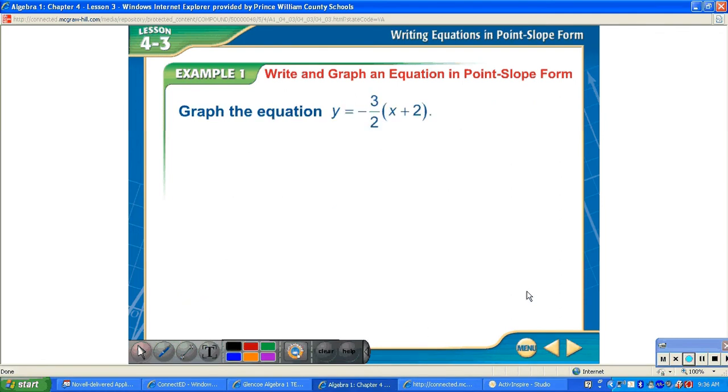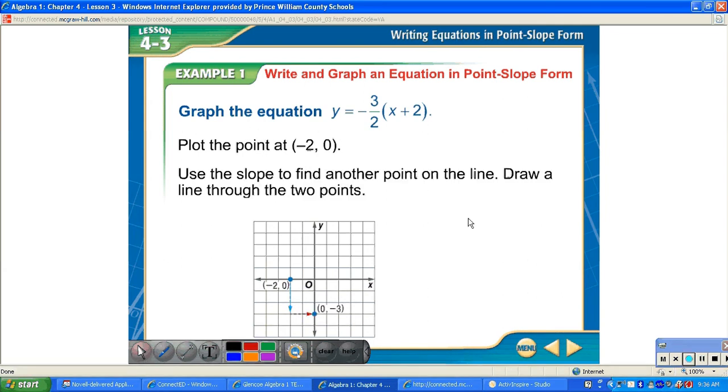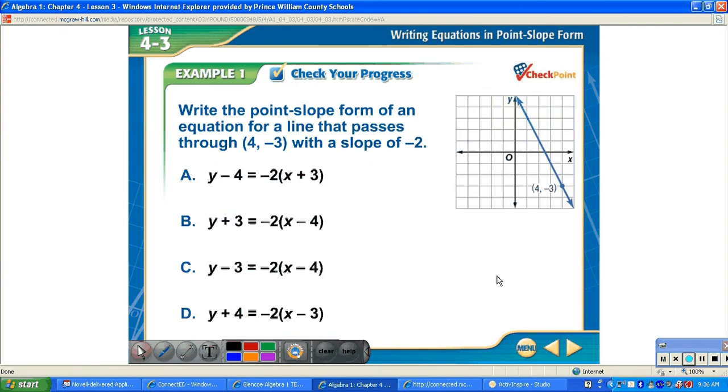And then what I want you to see is they ask you to graph this equation. The way that you do this, you first plot that ordered pair that they gave you, and then you're going to use the slope to move from there. So notice that they plotted (-2, 0), and then they used the slope to find the other points. It was -3/2, so they went down 3, to the right 2, put the other point, and then you just draw a line. And there you go. So we are going to move on to the next one.